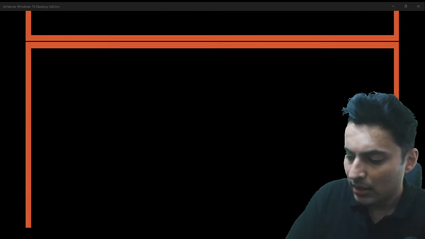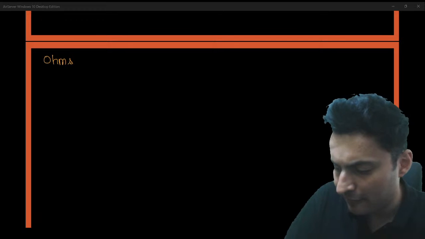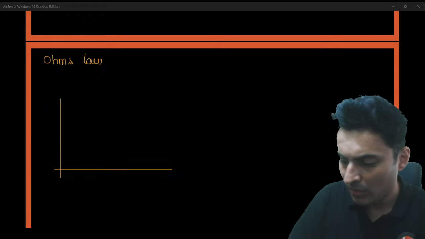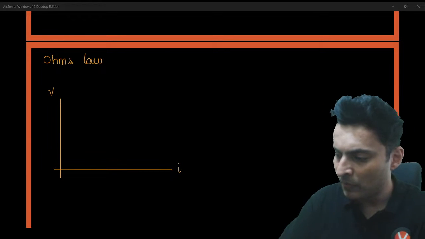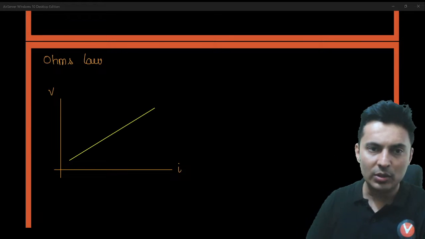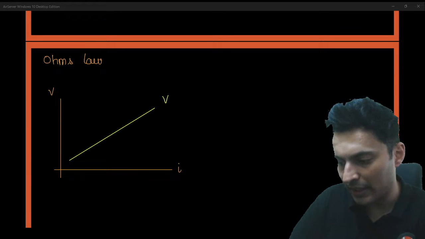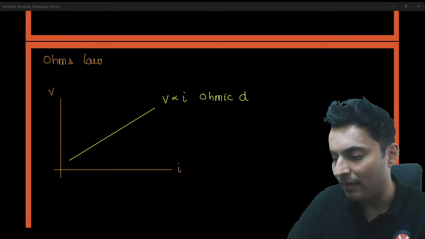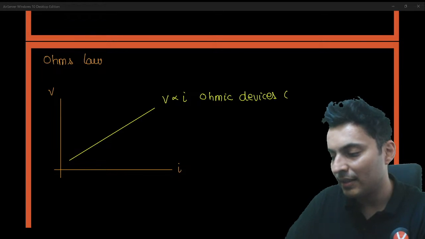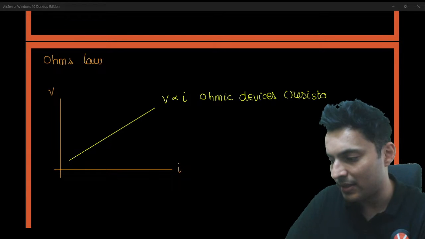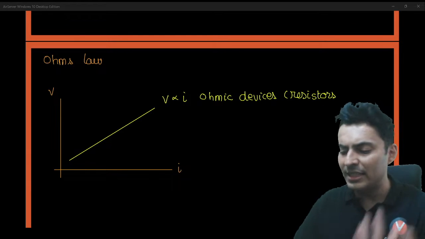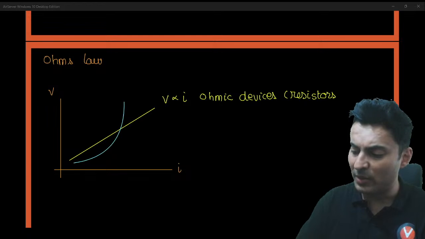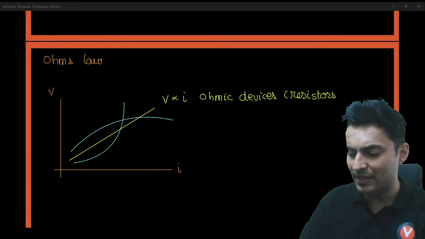So in Ohm's law, the main graph is of the voltage versus the current, and we know that the voltage is directly proportional to the current. But this is only true for some devices called ohmic devices, like resistors and most of the conductors. You will see the graph is a perfect straight line, but there are many devices where the graph could be curved like this or like this, doesn't matter.